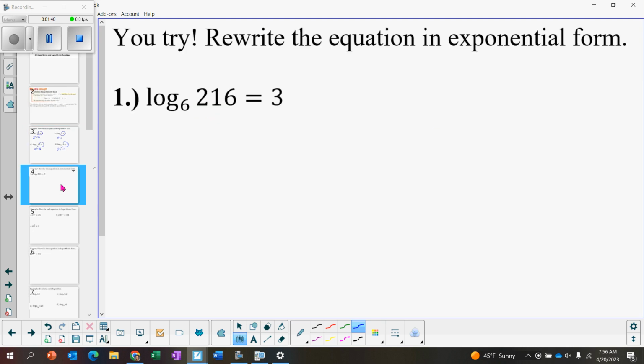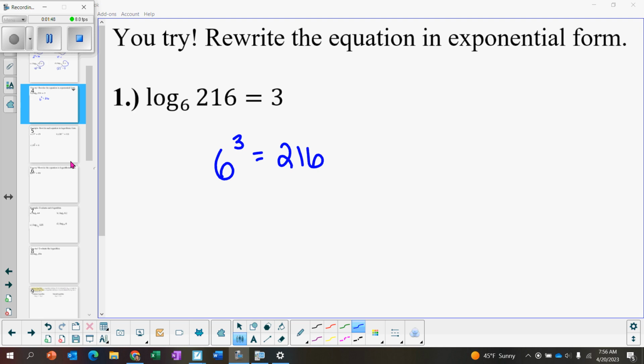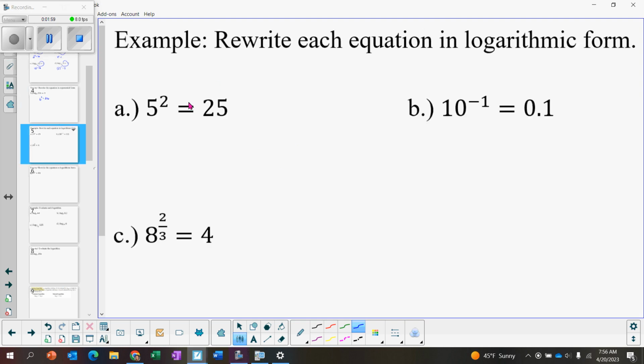So you go ahead and try this one, pause, and when you're ready to see the answer, hit play. So I got 6 to the 3rd equals 216. So now I should be able to rewrite the other way. I should be able to take it from exponential form to logarithmic form. So we know the exponent is going to equal, and this is base. So it's log base 5 of 25 equals 2. And if we go back and check, I made my spiral, 5 squared equals 25.